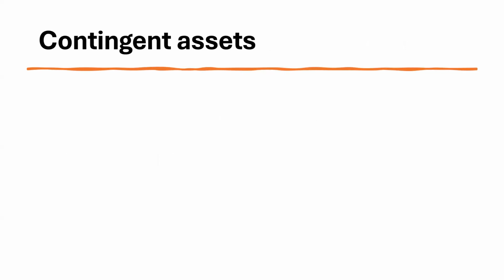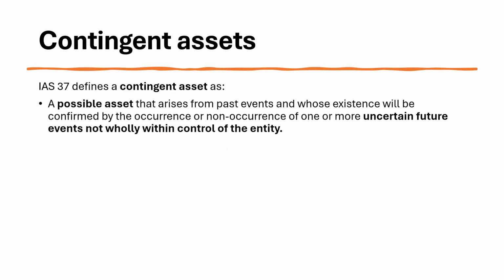Let's dive into contingent assets. What are contingent assets? IAS 37 defines contingent assets as a possible asset, underlining the word possible. A possible asset that arises from past events and whose existence will be confirmed by the occurrence or non-occurrence of one or more uncertain future events, not wholly within the control of the management of the business.